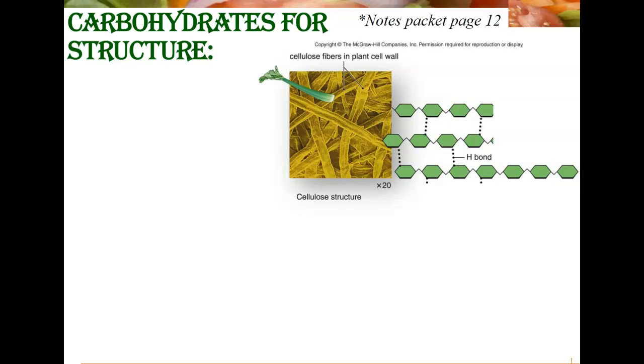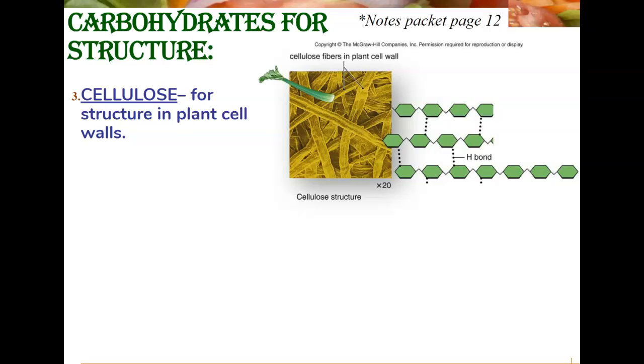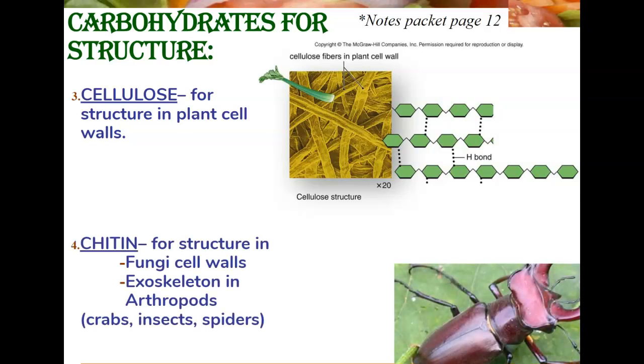Okay, carbohydrates for structure. We have 2 of those. The first is cellulose. Cellulose is used for structure in plant cell walls, and we also mentioned some fungi and some bacteria. Cellulose is lines and lines and lines of linked glucose, so each green would be a glucose, and then those are cross-linked as well, so it's very structurally strong. Chitin is another structural carbohydrate, and it's found mostly in fungi cell walls, and it can be used as an exoskeleton in arthropods like crabs or insects or spiders because it's so structurally strong.